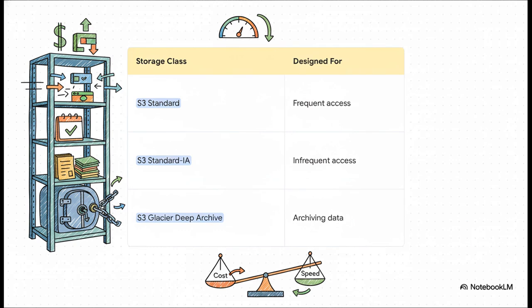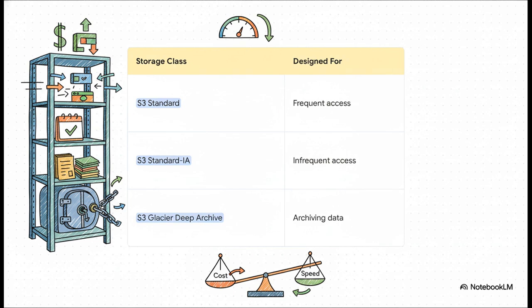It's called storage classes, and it really comes down to a simple trade-off between speed and cost. For data you need instantly, all the time, like for a busy website, you use S3 Standard, super fast, millisecond access. For things you don't touch very often, like monthly backups, you can use Standard IA, still fast, but way cheaper. And for stuff you just need to archive for legal reasons or something, you can throw it in Glacier Deep Archive.